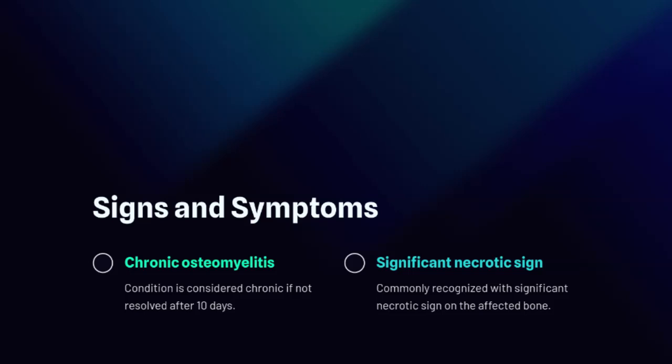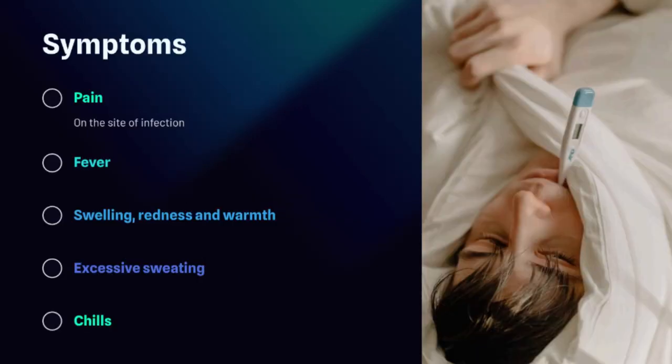This necrosis, often evident upon clinical examination or imaging studies, serves as a poignant indicator of the severity and chronicity of the infection. Recognizing these signs and symptoms is paramount for early diagnosis and prompt intervention. By identifying chronic osteomyelitis and its telltale necrotic features, healthcare providers can initiate targeted treatment strategies to mitigate complications and improve patient outcomes. Let's now explore the telltale signs and symptoms that herald the presence of osteomyelitis, guiding clinicians in their diagnostic endeavors.